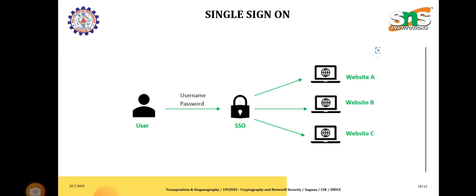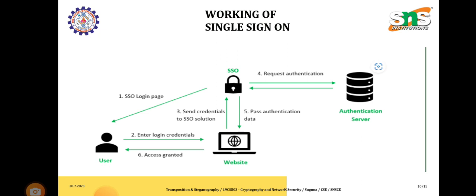So here comes the single sign on process. A user provides a username and password to a single sign-on server, that is, an SSO server. That server will store the username and password of a particular user, and with the help of that username and password, it will allow the user to navigate to many websites or many applications. So this is the working of single sign-on.